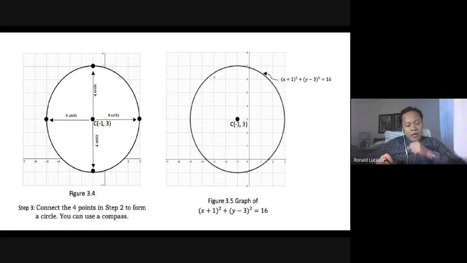Okay, that's it. Connect the 4 points. You can now have the (x + 1)^2 + (y - 3)^2 = 16. Let's try this one.